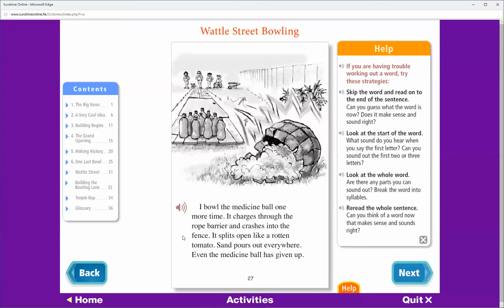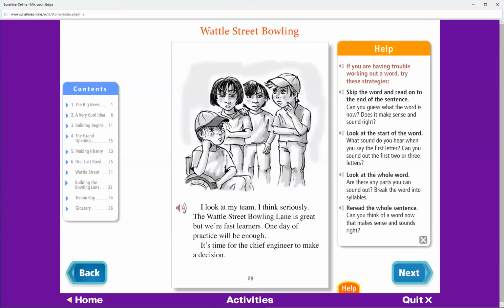I bowl the medicine ball one more time. It charges through the rope barrier and crashes into the fence. It splits open like a rotten tomato. Sand pours out everywhere. Even the medicine ball has given up. I look at my team. I think seriously. The Wattle Street bowling lane is great, but we're fast learners. One day of practice will be enough. It's time for the chief engineer to make a decision.